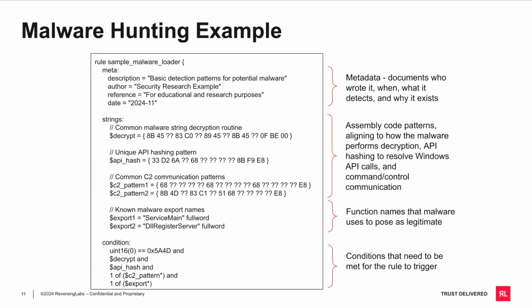Now, conditions are where we can really help optimize the YARA rules. So that's why I mentioned before that PE header, right? 5A4D. That's a great one to include at first because guess what? It's going to exclude anything that doesn't match it.